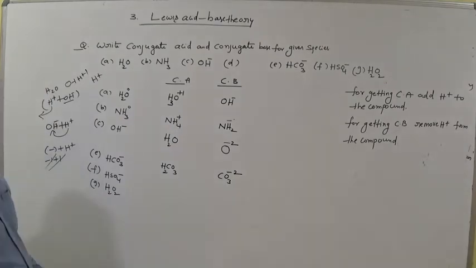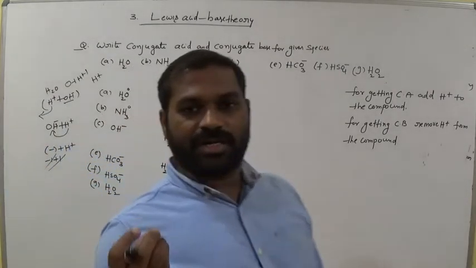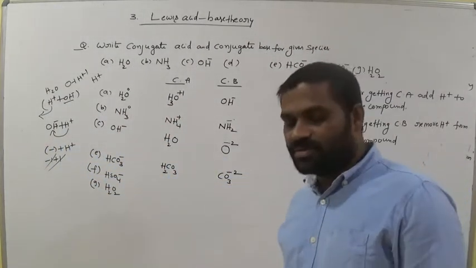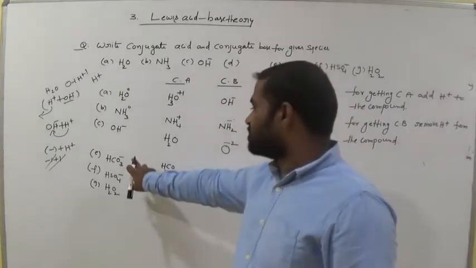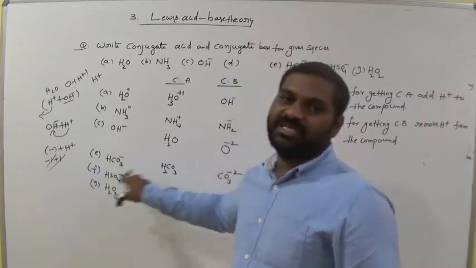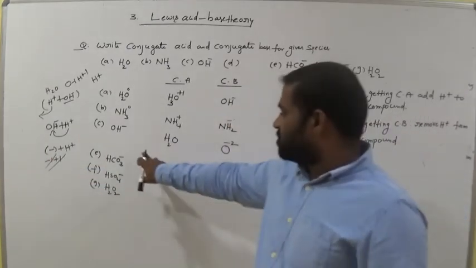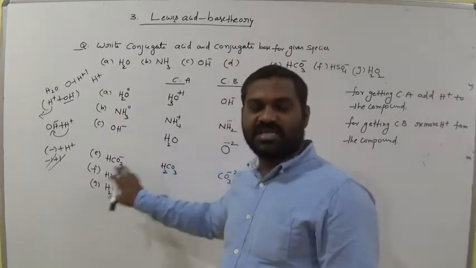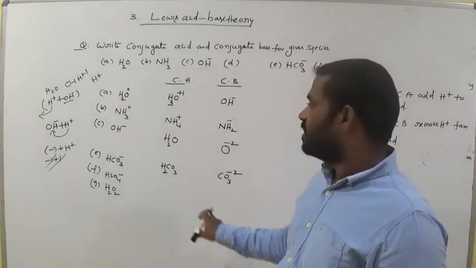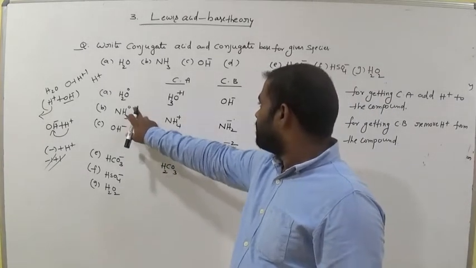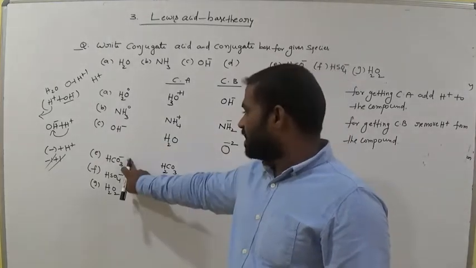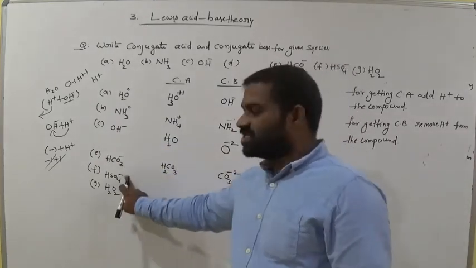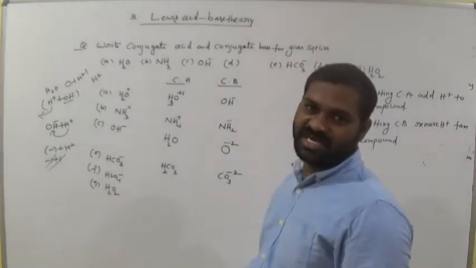Am I right? Simply, if you want to remove H plus from the compound, and there is already a minus, keep one more minus. Suppose here it is minus 2. When we remove H plus, then it becomes minus 3. Suppose it is 0. When we remove H plus, now it becomes minus 1. Suppose it is minus 1, it becomes minus 2. Suppose it is minus 2, it becomes minus 3 in the conjugate base.